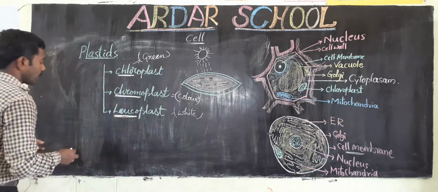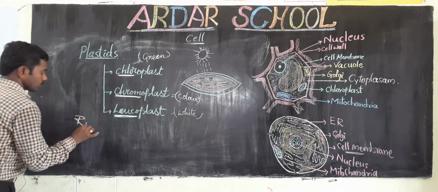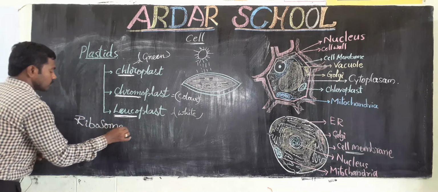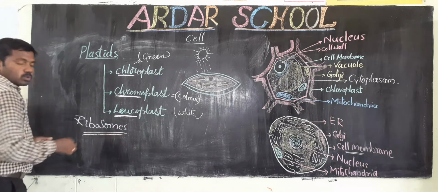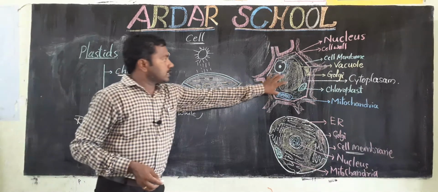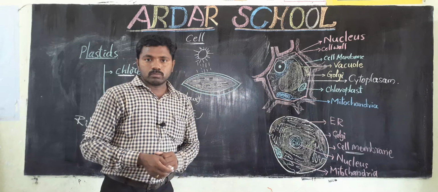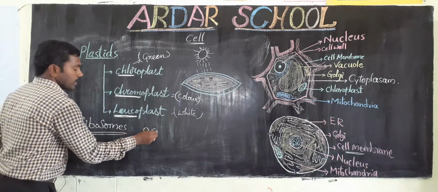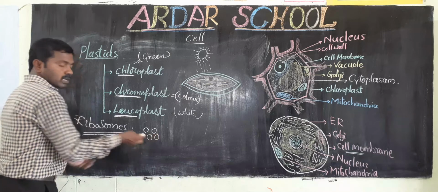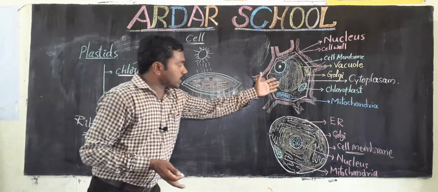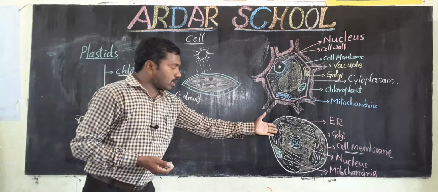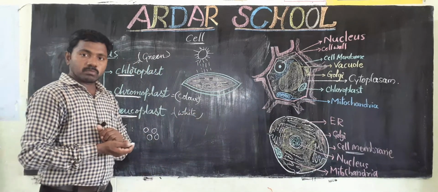Next one, ribosomes. Ribosomes, the next cell organelle. These also float in the cytoplasm. These are granule-like structures, round in shape. They float in the cytoplasm, and some ribosomes are present on the endoplasmic reticulum.